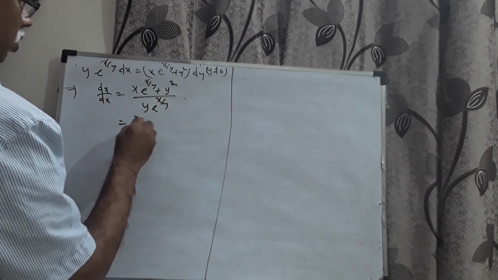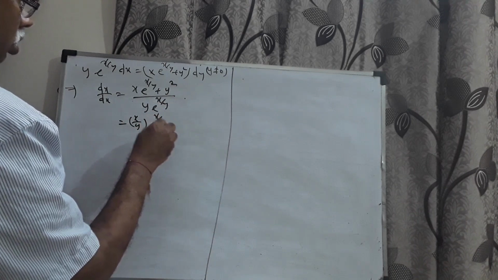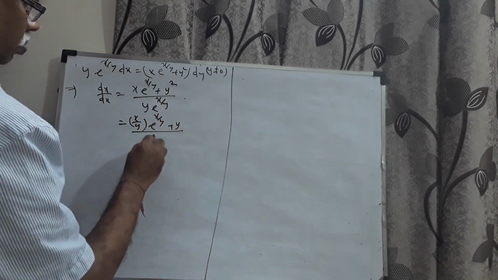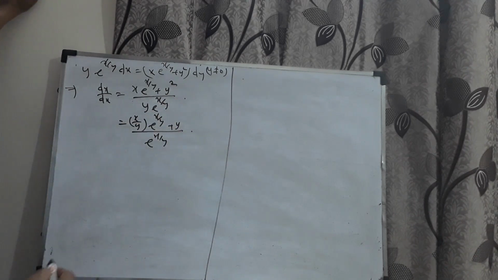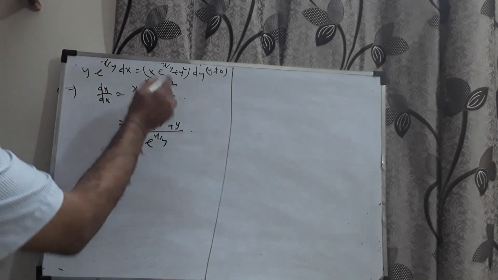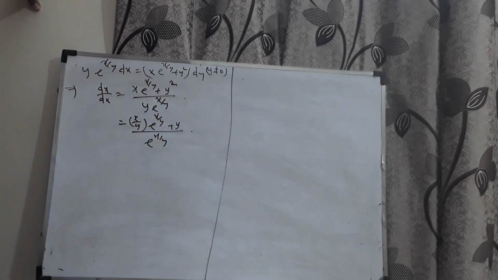This can be written as (x/y) into e^(x/y) plus y by e^(x/y). Am I right? Is it clear? Yes, I am dividing by y individually.